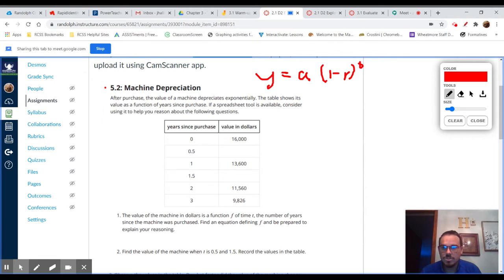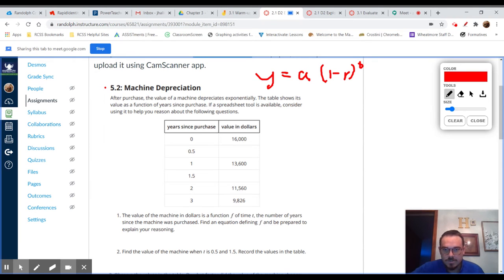So we got a table. It shows the value as a function of years since purchase. If a spreadsheet tool is available, consider using it. That means if you've got Microsoft Excel or Google Sheets, or even Desmos, consider using that as a helpful tool. Do you have to do that? No, you don't have to.